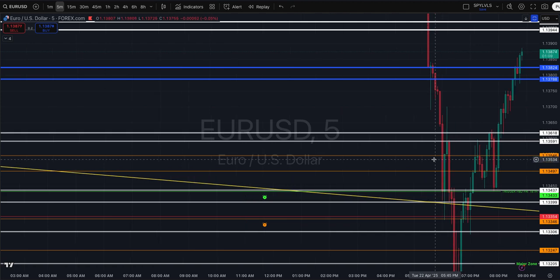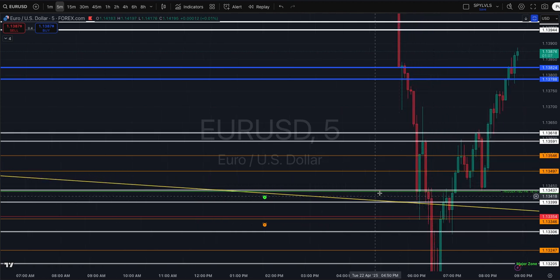On the 5-minute, we first tagged the bull flag pretty much and bounced at this level. These levels have not been touched for a week or two. And then afterwards, we came down and dipped below the low right here and then went right back up. So once I saw that, I figured this might be a chance to go long.